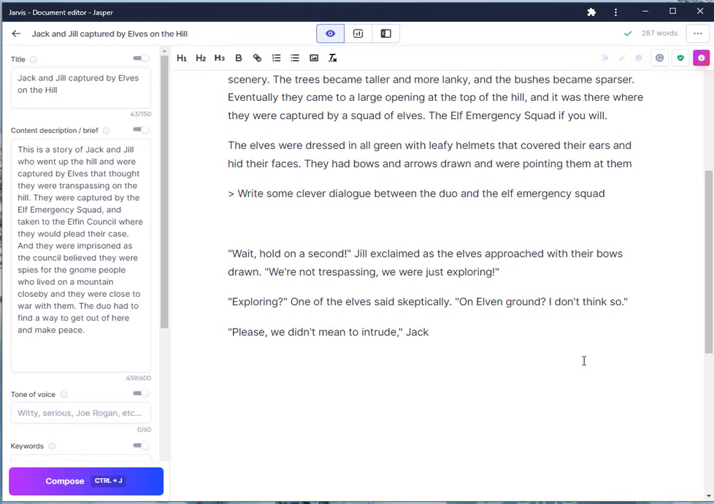Hold on a second, Jill exclaimed as the elves approached with their bows drawn. We're not trespassing, we're just exploring. Exploring, one of the elves said skeptically. On elven ground? I don't think so. Please, we don't mean to intrude.